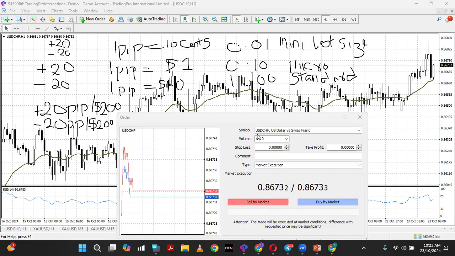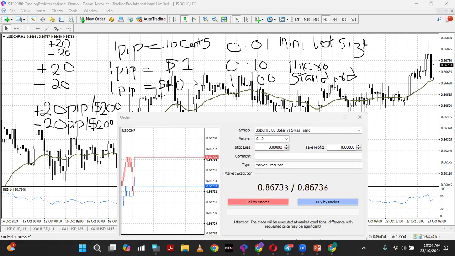Are we all together? Yeah, we're still together. So that is why one of the most important things to take note of when you're trading, either on the MT4 on the laptop, or on the mobile, is the lot size. You must always know what your lot size is.